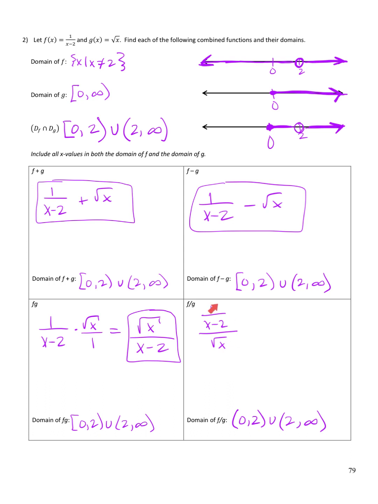Okay, and then I might simplify this by doing a flip and multiply. This is over 1, and this is 1 over x minus 2 times 1 over square root x, which would be 1 over square root x times x minus 2.